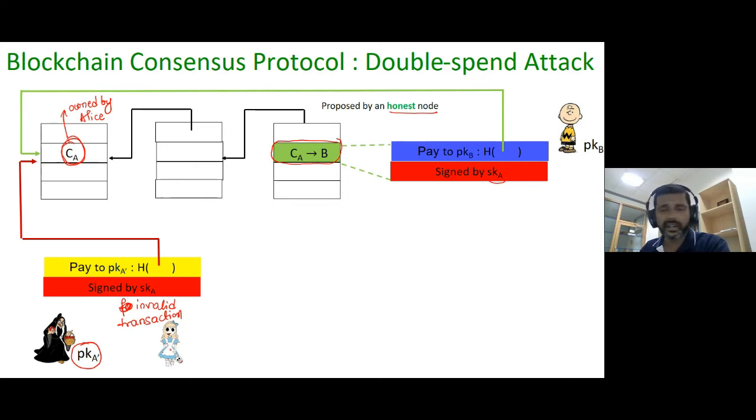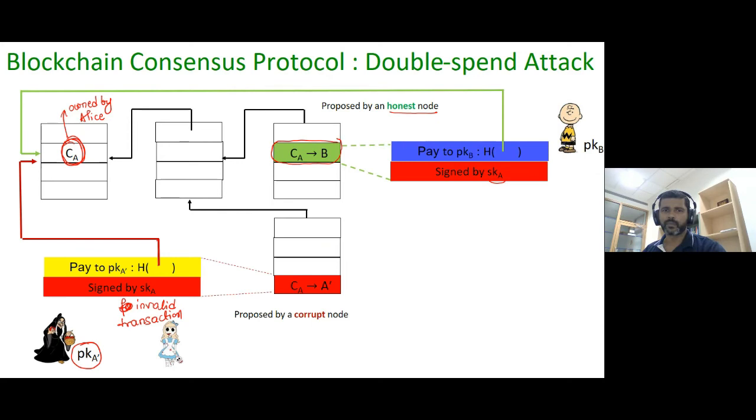Now, why is this transaction invalid? This transaction is invalid because the coin that she's trying to pay, namely CA, is no longer in the possession of Alice. It has now been transferred to Bob. So ideally, this transaction is an invalid transaction. But suppose what happens is the following.